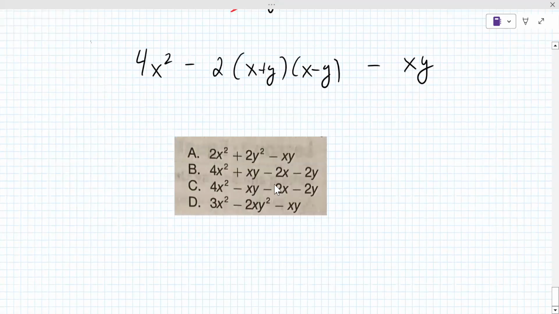Do you see that two of them have a 4x squared in it? Mm-hmm. So that means it's down to B or C. When you look at B and C, what's the main difference between them? The sign. Yes, it's plus XY or minus XY. What do you have? Minus. Yeah, and that's enough to determine which is the correct answer.